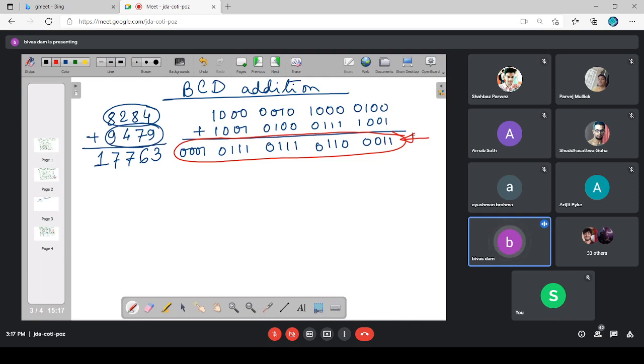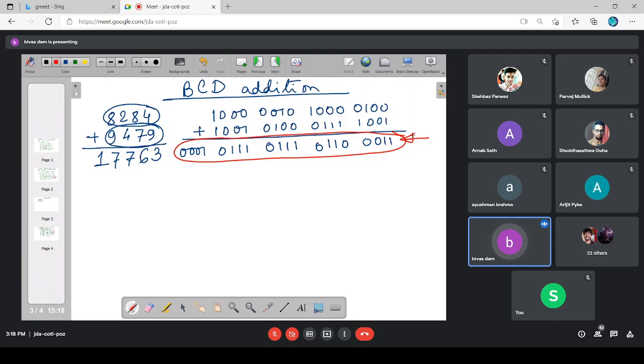The rule for the BCD addition. Obtain the BCD of both the operands. Add them using binary addition rule. Obtain the BCD of both the operands. And after that, we have to add them using normal binary addition rule.